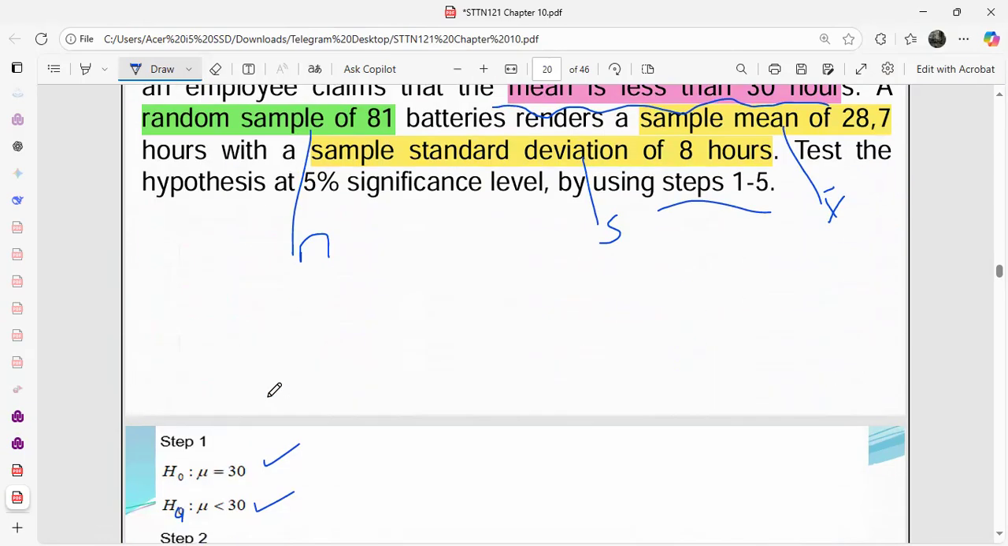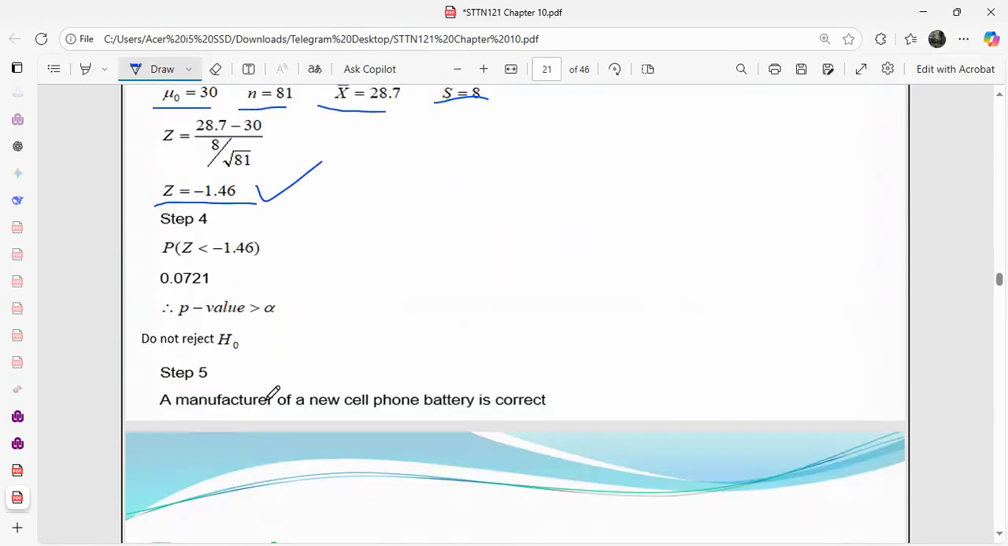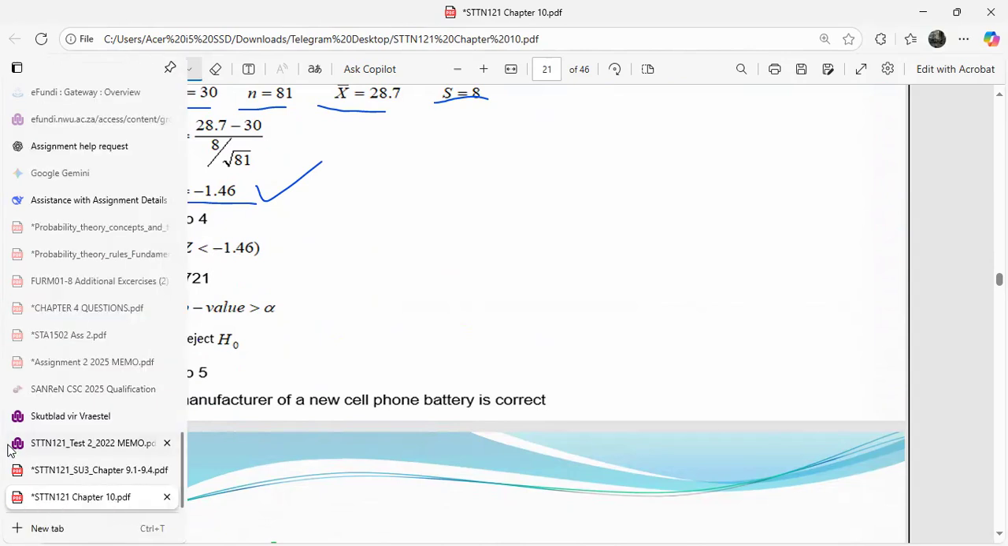So now here, since you remember with the STTN121, when you're doing the normal distribution, you know that if it's -1.46, the last digit will be 6. You divide it by 100, 0.06. You're going to check this probability under the negative table, -1.4 under 0.06.